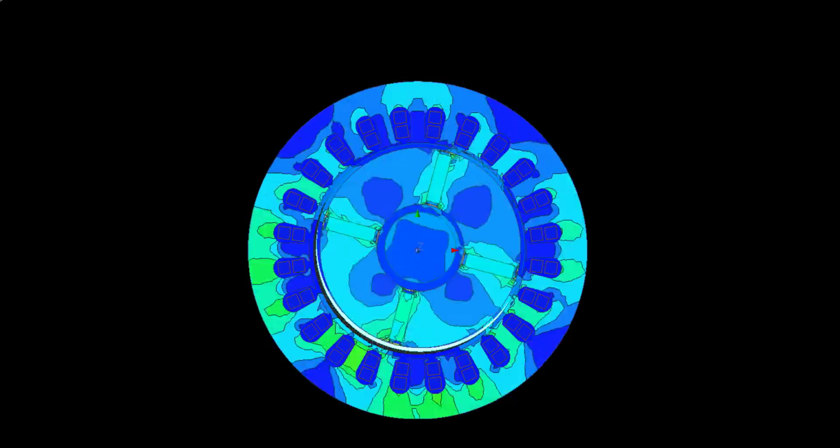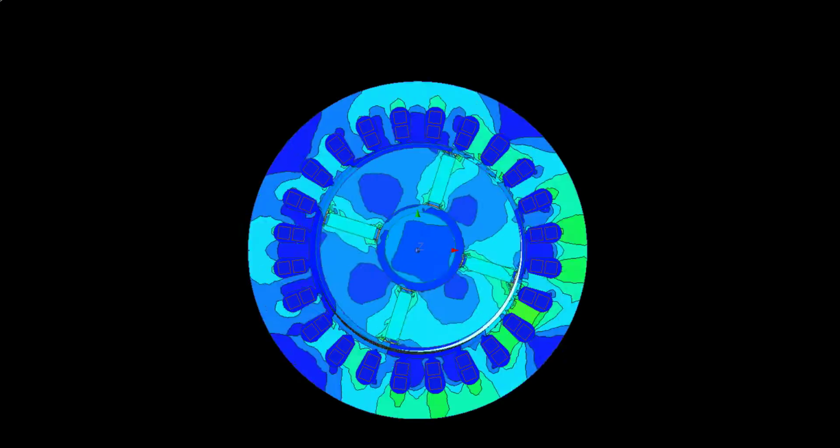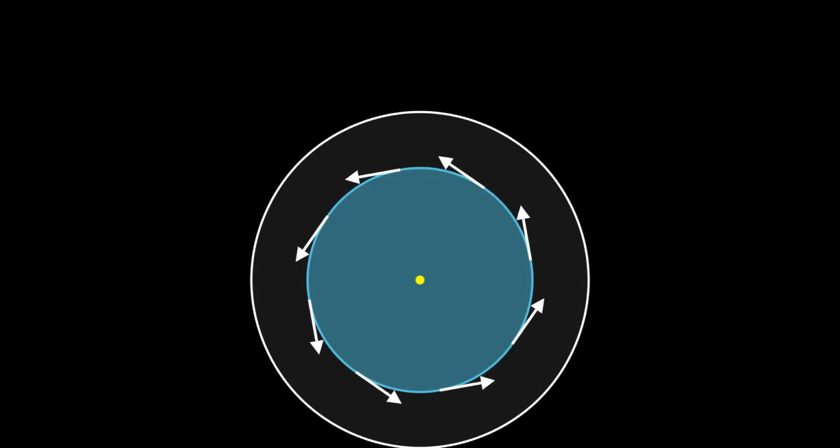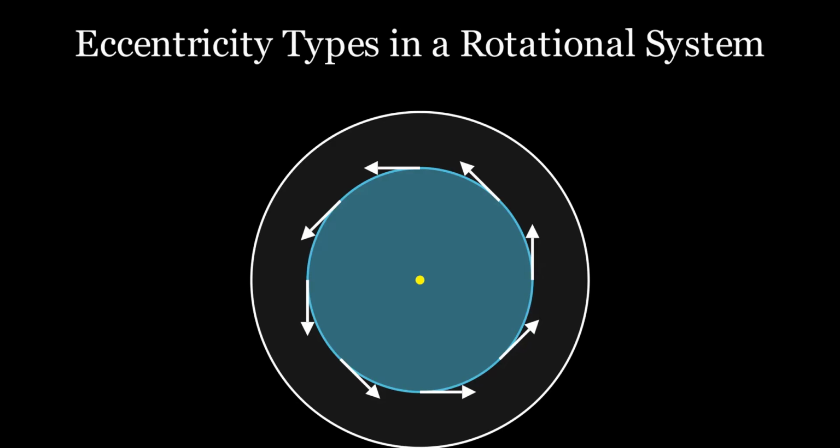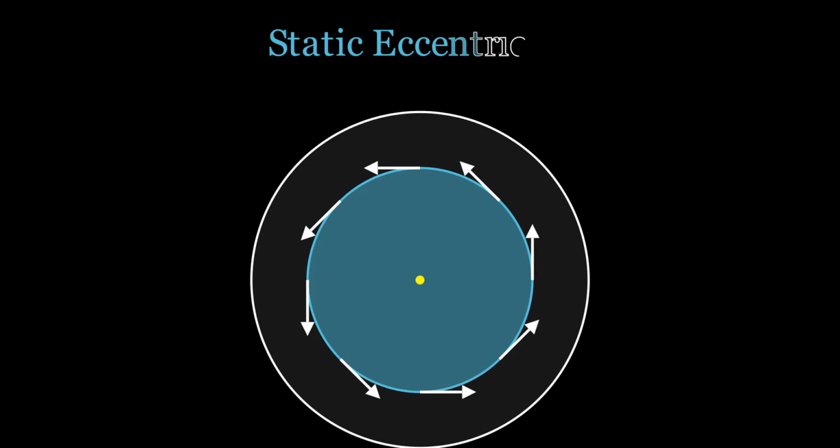This is a really useful tool for rotating devices that lets you simulate the effects of imperfections in your motor. Ideally, everything would line up perfectly on axis, but sometimes things get misaligned, which can cause some seriously negative effects. We're going to talk about how to model it. Before we do, let's cover the basic types of eccentricity.